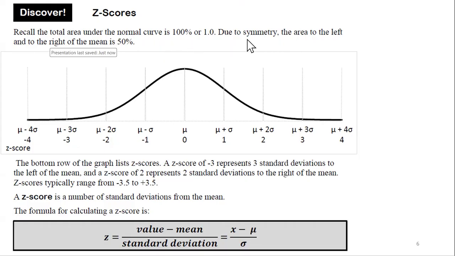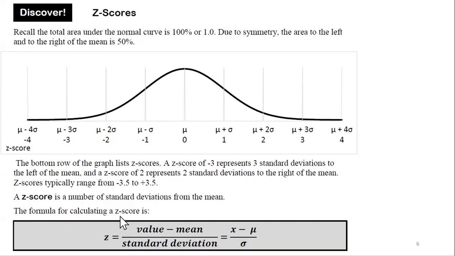It says recall that the total area under the normal curve is 100% or 1.0. Due to symmetry, the area to the left and to the right of the mean is 50%. The bottom row of the graph lists z-scores. A z-score of -3 represents 3 standard deviations to the left of the mean, and a z-score of 2 represents 2 standard deviations to the right of the mean. Typically, z-scores range from -3.5 to positive 3.5. A z-score is a number of standard deviations from the mean.